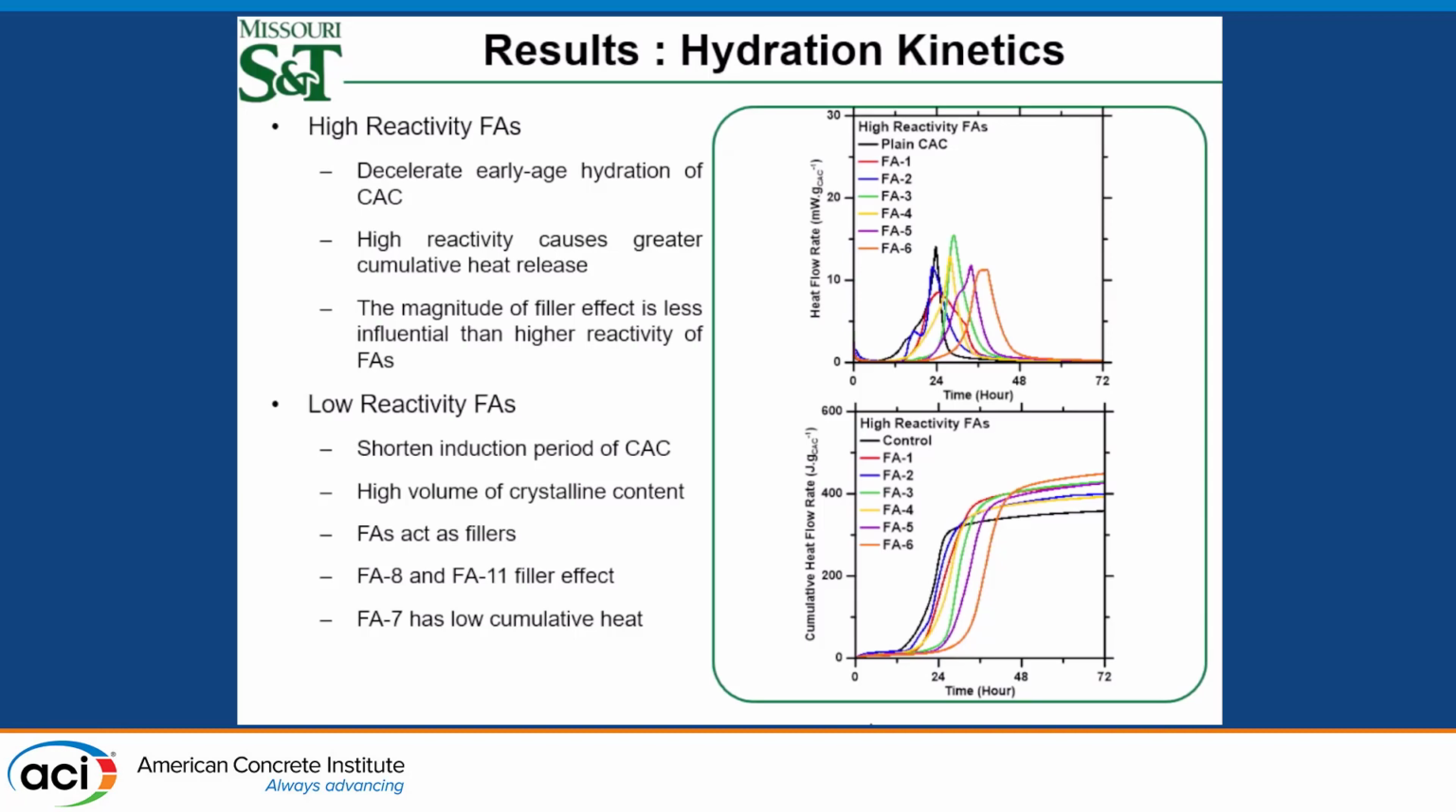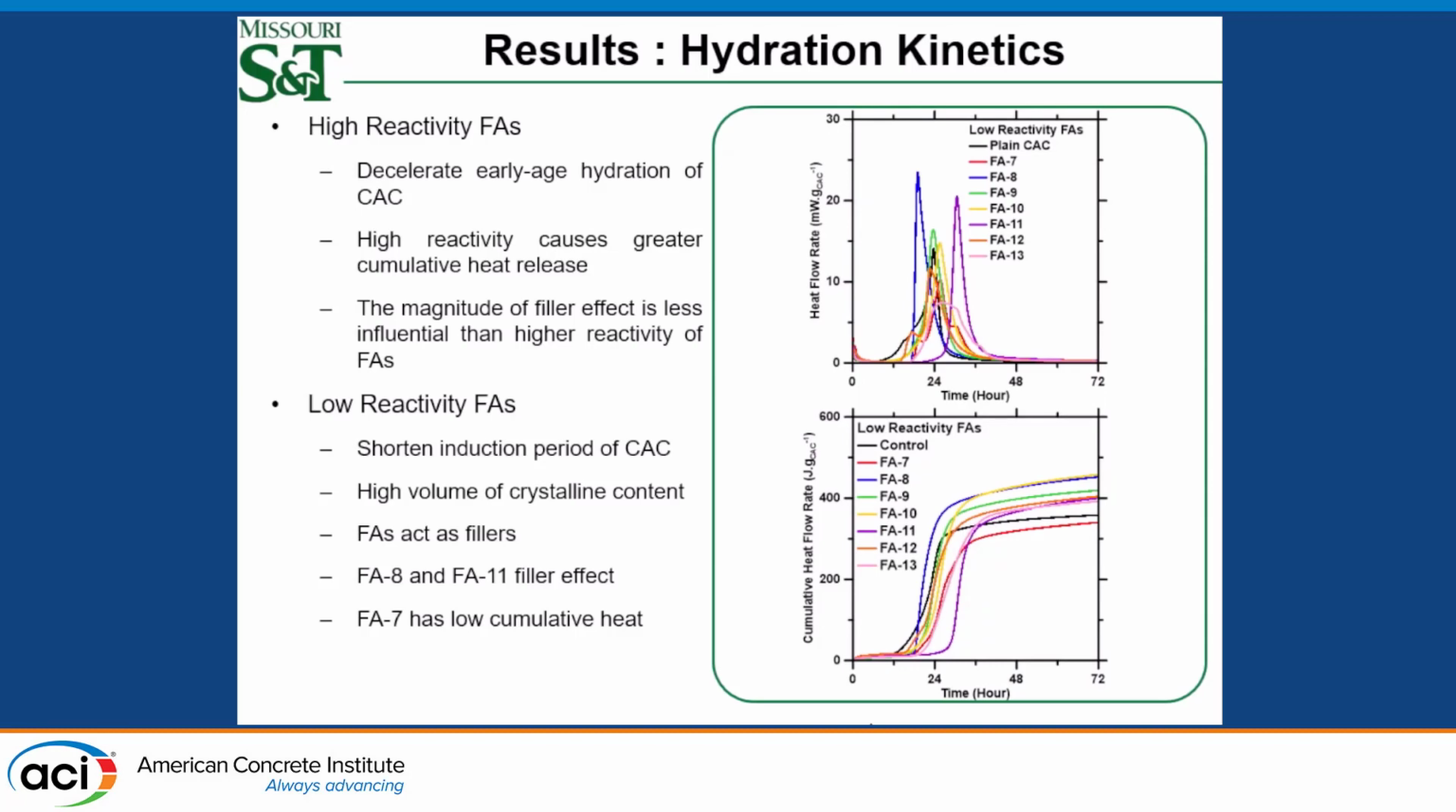Now, if you look at the cumulative heat profiles, all the profiles have higher cumulative heat when compared to plain CAC cement. Now, in low reactivity flashes, it's completely the opposite. Since we don't have enough silicate ions for the anhydrous phases to react, the flashes are basically acting like a filler effect. So they are providing additional surfaces for them to form more calcium aluminate hydrates.